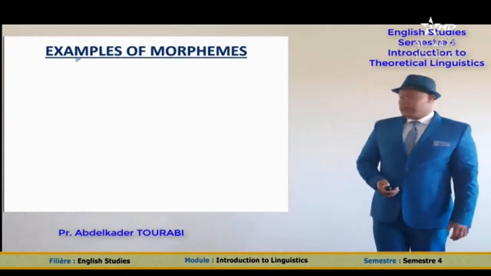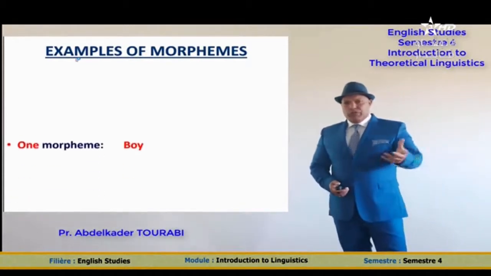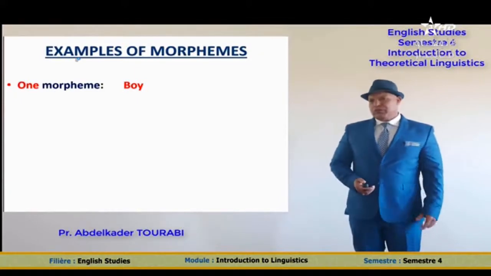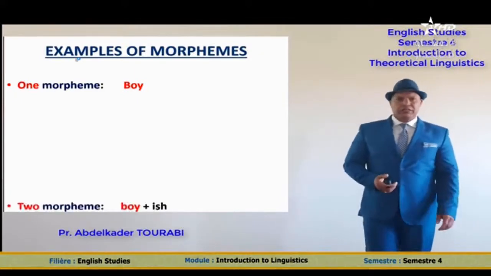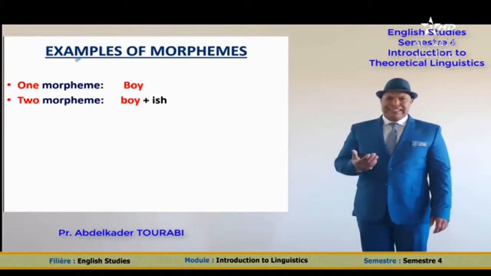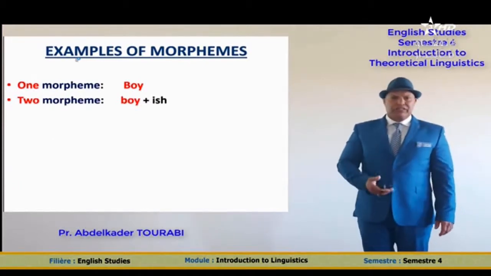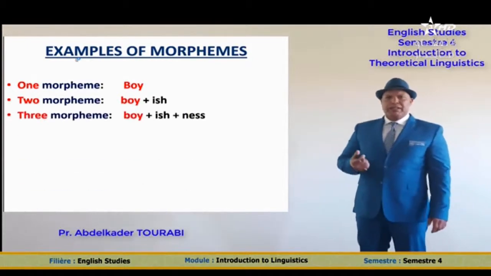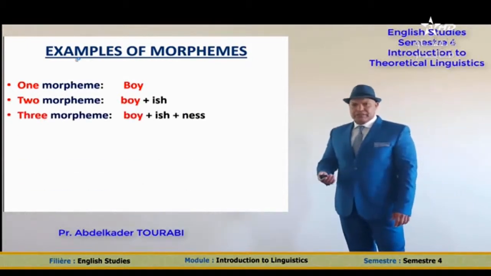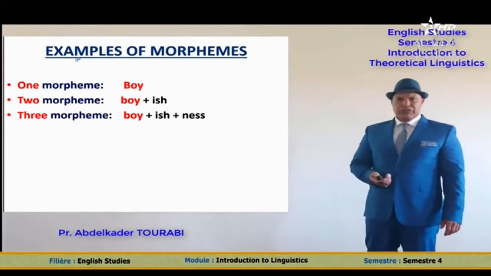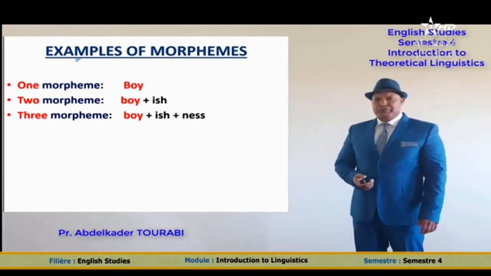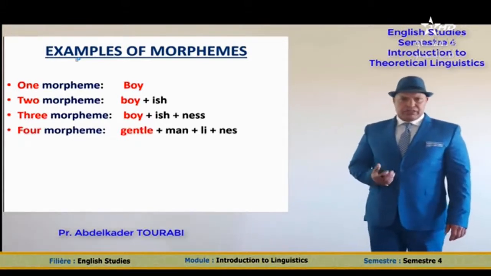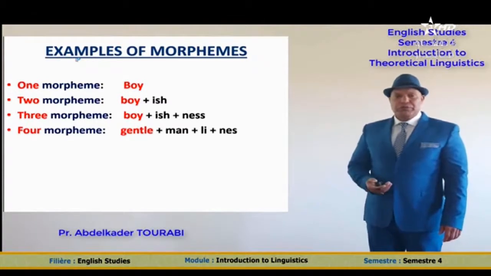We take some examples of morphemes here. A one-morpheme word, for example, the word boy. It consists of one morpheme. Second, we have a two-morpheme word, like boy plus ish, which gives us boyish. Sometimes a three-morpheme word, like boyishness. We add another morpheme which is attached to it. Four-morpheme words, like gentlemanliness. It consists here of four morphemes.